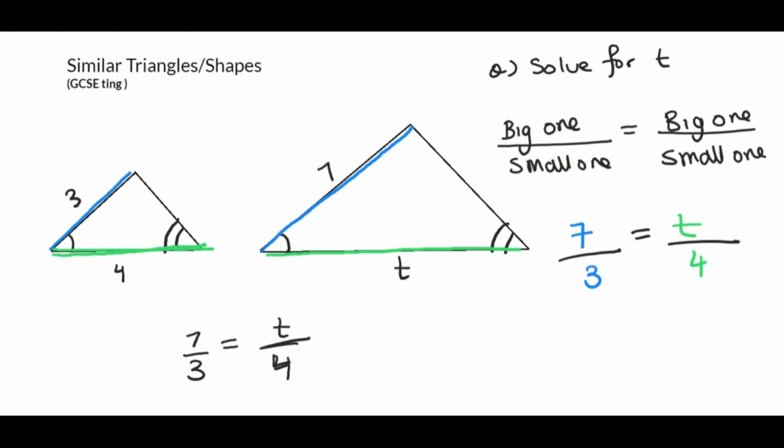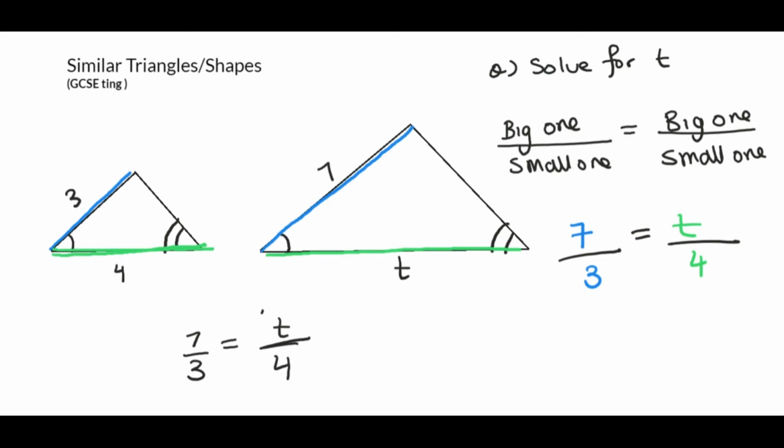Now, in order to get rid of the 4, because I want to make t the subject, what I want is t is equal to something. I want t by itself, okay? So I need to get rid of this division by 4. What's the opposite of division? It's multiplication. So if I want to get rid of a division by 4, I need to multiply by 4. A little light work thing.